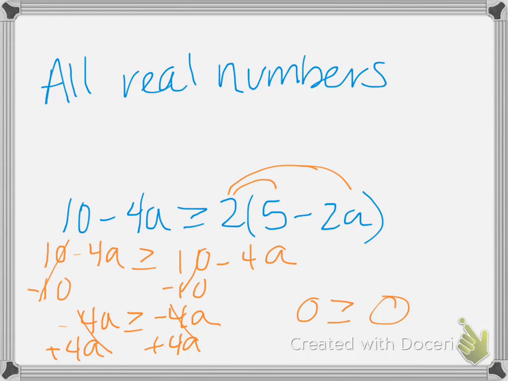That is true. When I do this and this is true, that means my answer is all real numbers. All my numbers can fit in there and solve this to be true. So I could put negative 1 in there, I could put 0, I could put 1, 4, 5, 6. All of those numbers are going to work when I plug them in for a, because this is true. 0 is greater than or equal to 0.